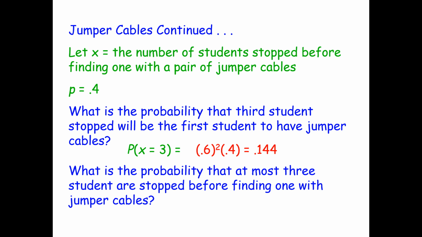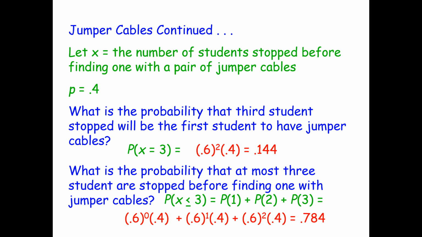So what is the probability that at most 3 students are stopped before finding one with the jumper cables? So here we're looking for the probability that x is less than or equal to 3. So we're going to take the probability of 1 plus the probability of 2 plus the probability of 3. So we're going to have 0.6 raised to the 0 power times 0.4 plus 0.6 raised to the 1 power times 0.4 plus 0.6 squared times 0.4. And that's going to equal 0.784.